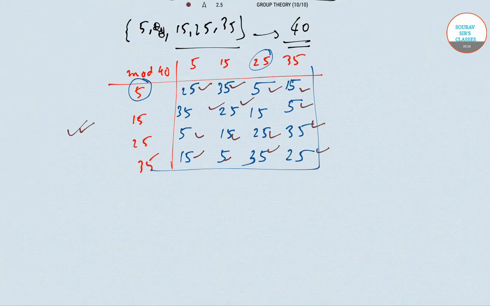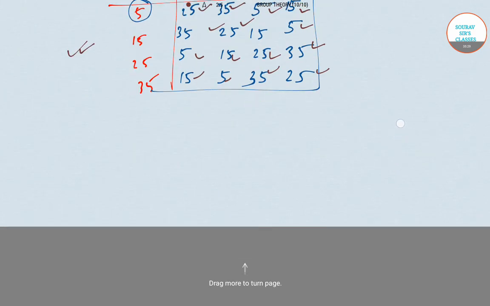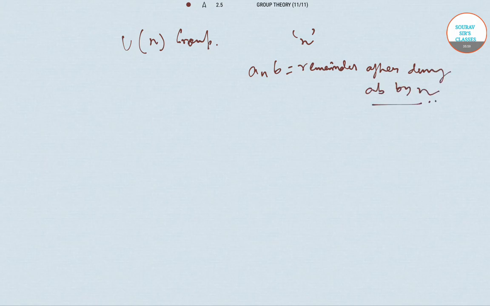Now one thing you need to know: what is U(n)? This is how they write the U group, you see U with brackets n. Let us define a binary operation on the set of integers Z, multiplication modulo n. So a times b is the remainder after dividing ab by n. This is the way of writing. It's complicated and unusual, but anyway you have to write it.